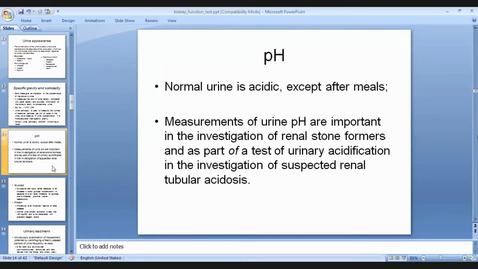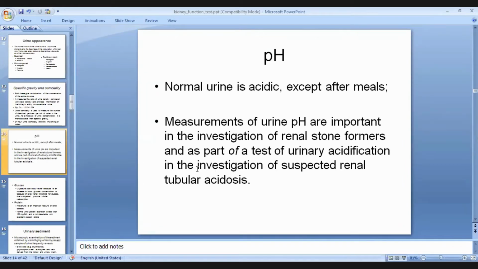pH. About pH, the normal urine is acidic except after meals, right? Generally slightly acidic, we can say, around 6.8. So measurement of urine pH is important for investigation of renal stones. As a part of this, there is a urine acidification test, which can be done to test renal functioning. We'll discuss that later.